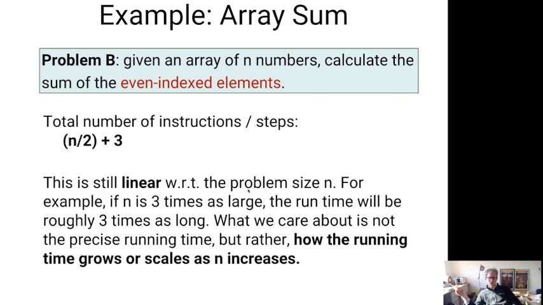Okay. So now the thing is that this algorithm, in the eyes of an algorithmicist, a theoretical computer scientist, this algorithm is the same. It's not really the same, but it has the same complexity. And that's the thing to remember, is that this problem also grows linearly with the problem size n.